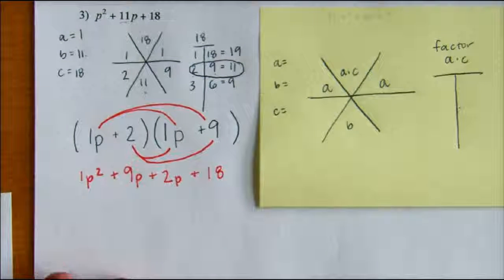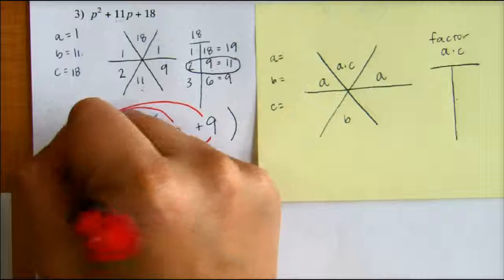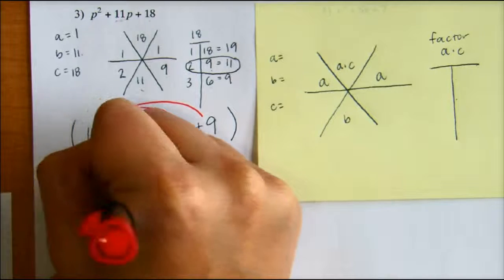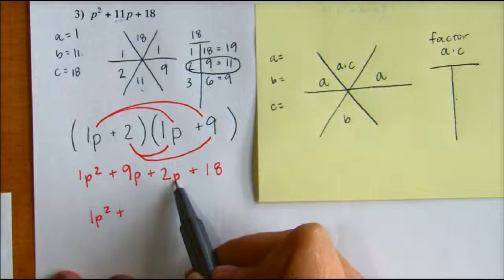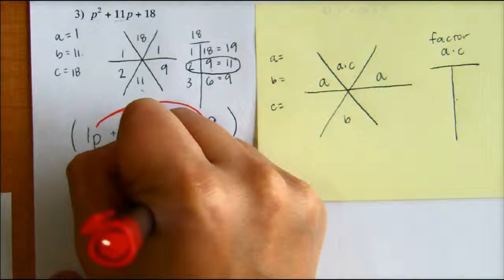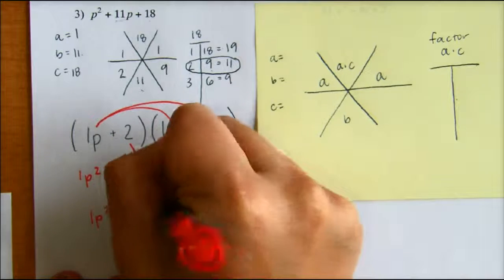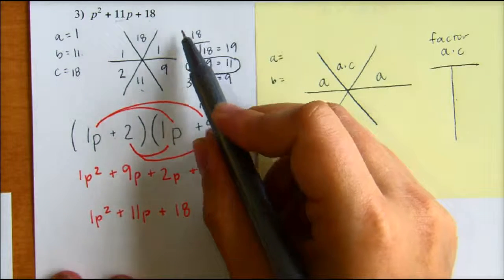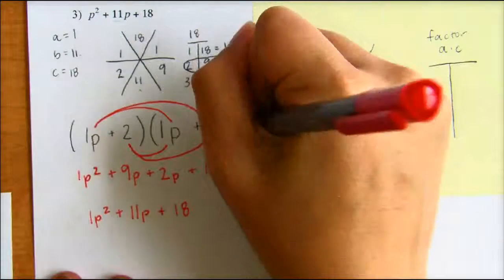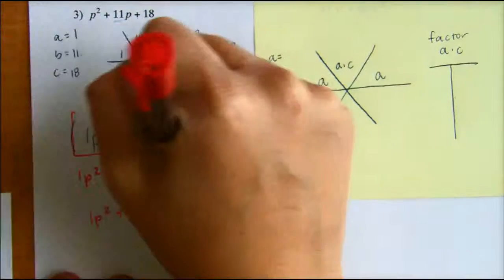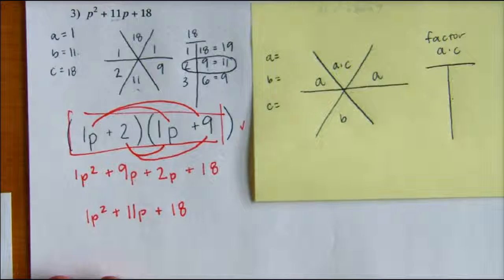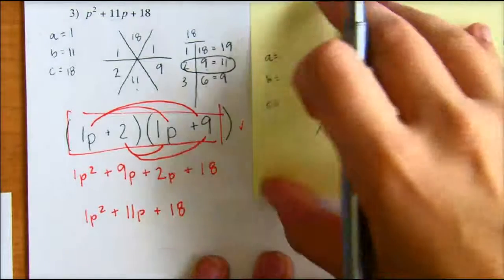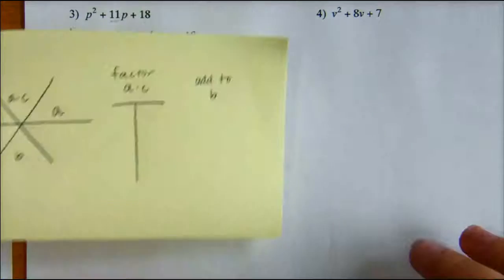Next, I'm going to combine my like terms, so I've got a 1p squared plus 9p plus 2p will give me an 11p plus 18 at the end. I ended up exactly where I was at the beginning, which means that this is correct. I can box my answer. Okay, we're going to go through one more together. Let's take a look at number 4.